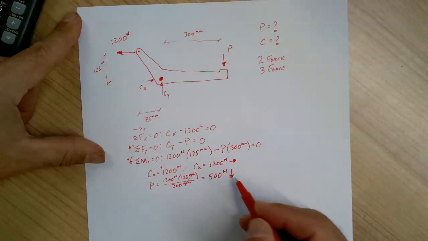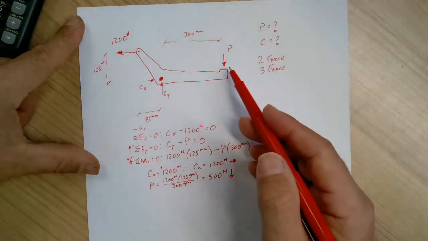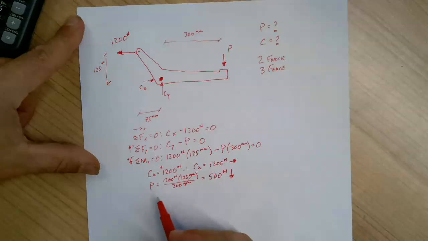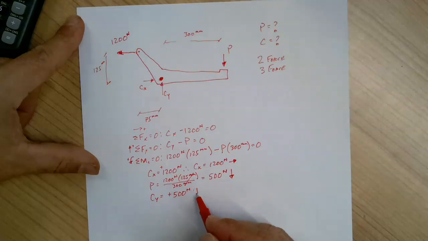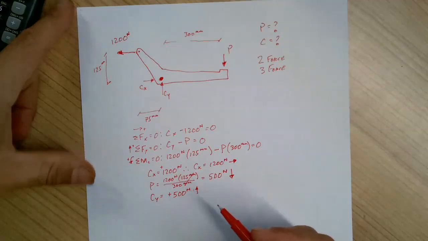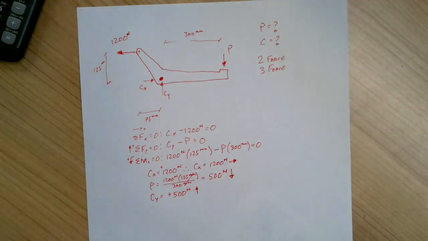It's going down, as shown. Plug that in, Cy comes out to a positive 500 newtons. Also, it's going up, as shown. Questions about that problem? 500 down.